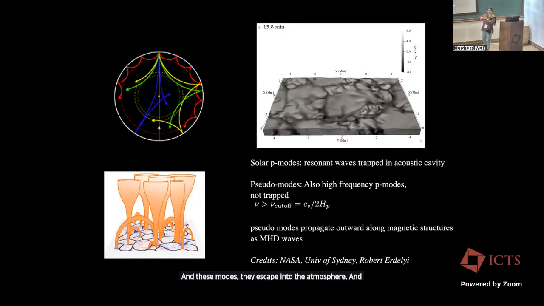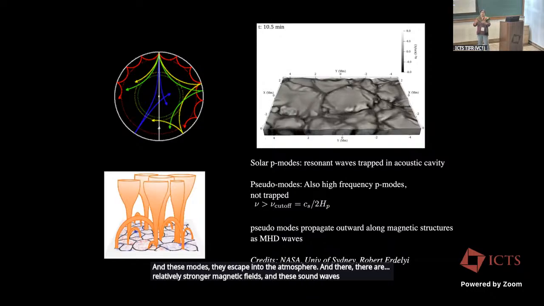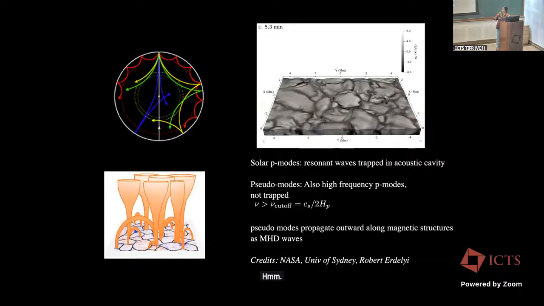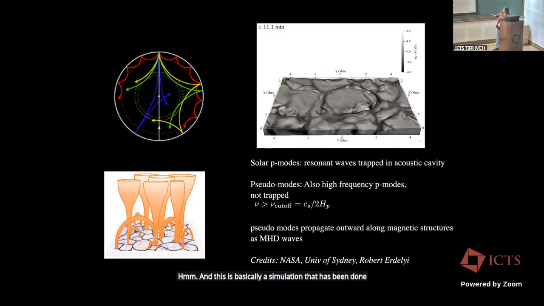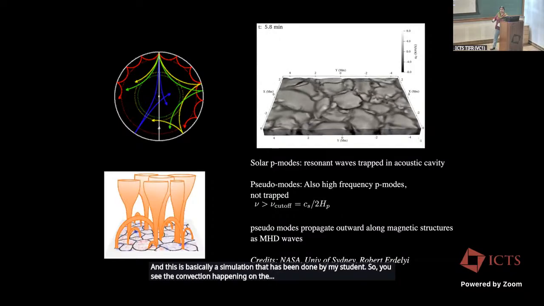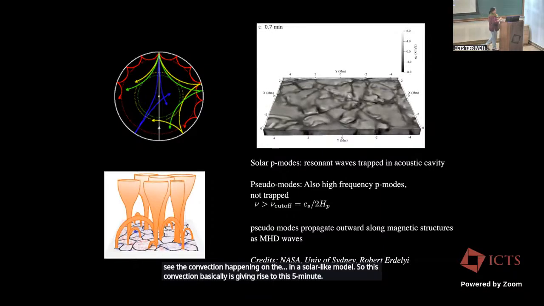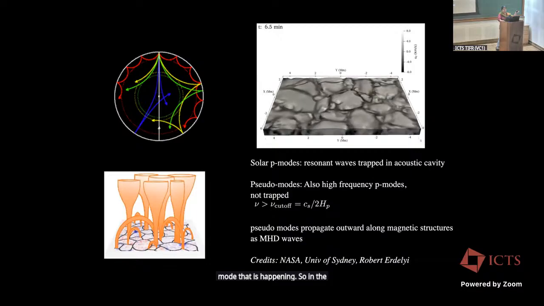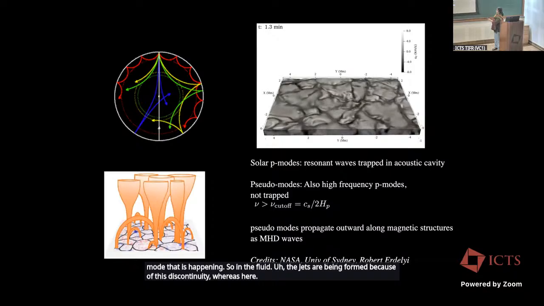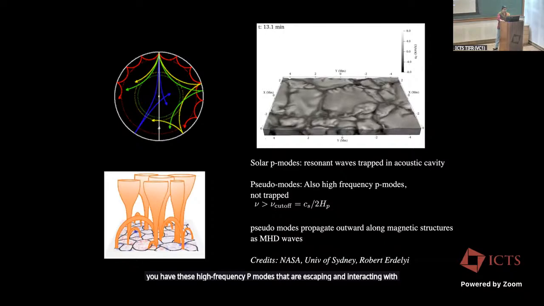And there are relatively stronger magnetic fields. These sound waves become what are known as magnetoacoustic waves. This is a simulation that has been done by my student. You see the convection happening in a solar-like model. This convection is giving rise to this 5-minute mode. So in the fluid, the jets are being formed because of this discontinuity, whereas here you have these high-frequency P modes that are escaping and interacting with magnetic structures.